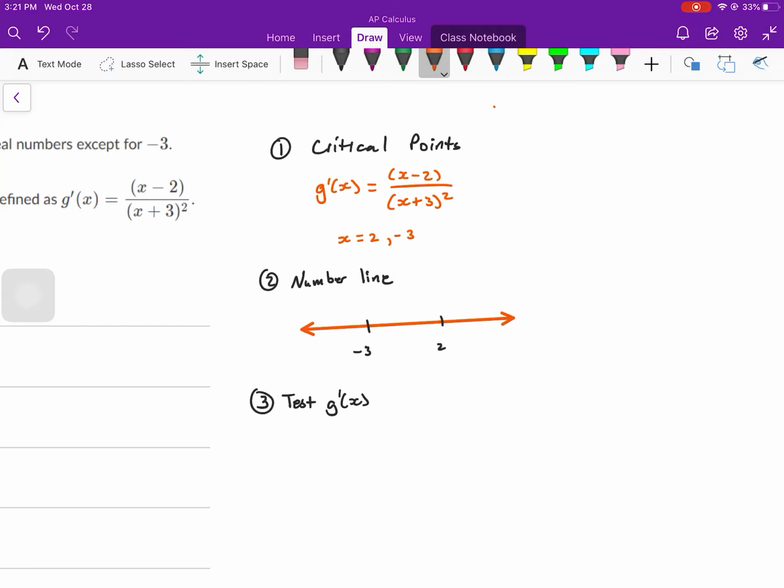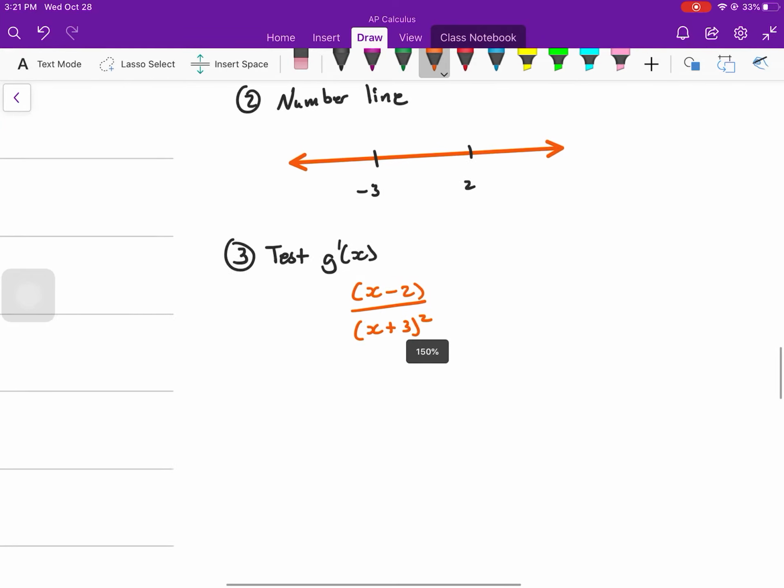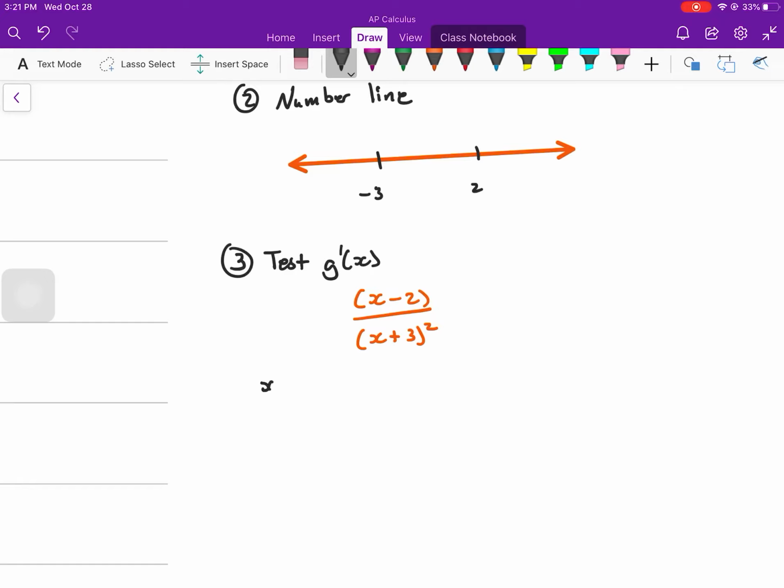And then last, we're going to test g prime of x. So g prime of x is x minus 2 over x plus 3 squared. So to the left of negative 3, it would be negative 4, right? So if we were testing this one, on the top, negative 4 minus 2, that's negative, right? Then on the bottom, it's going to be squared. So isn't the bottom always going to be positive? And a negative divided by a positive is negative.